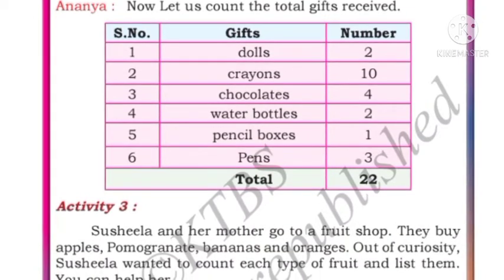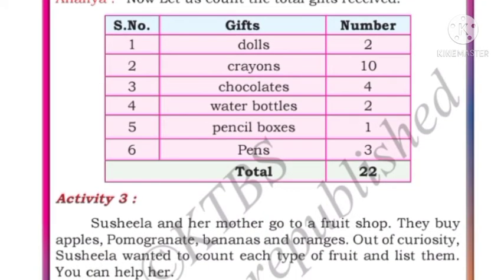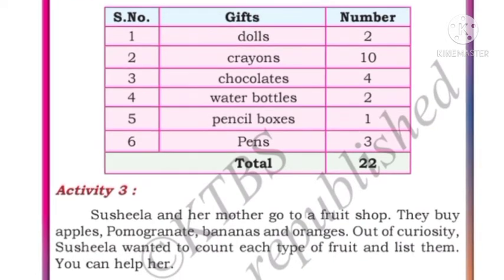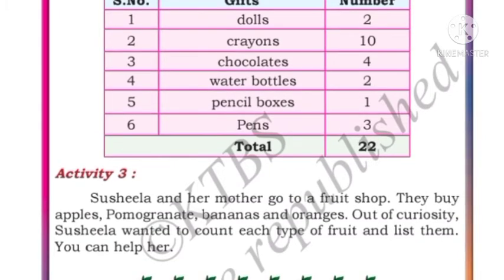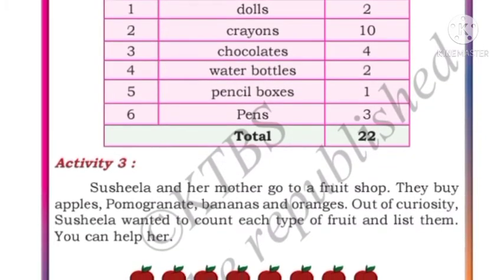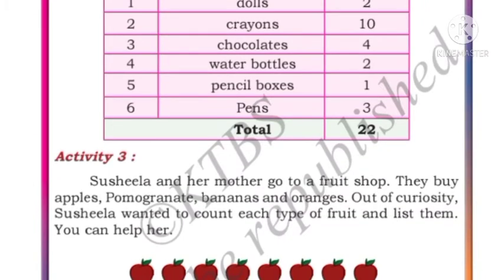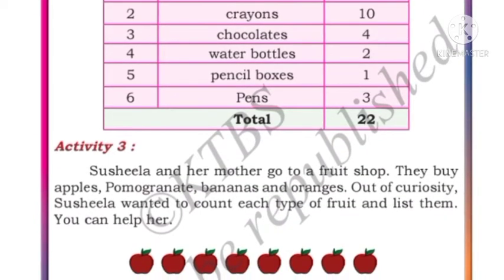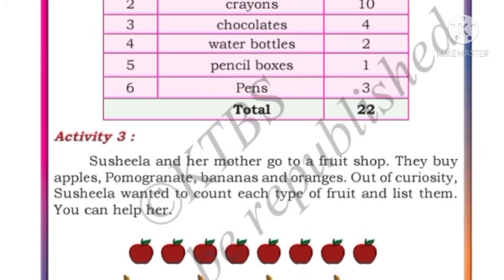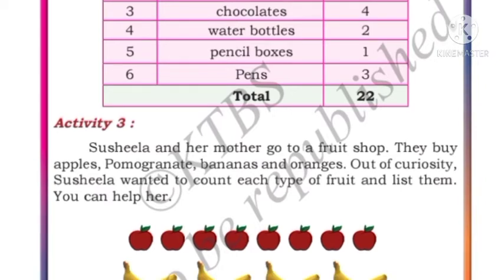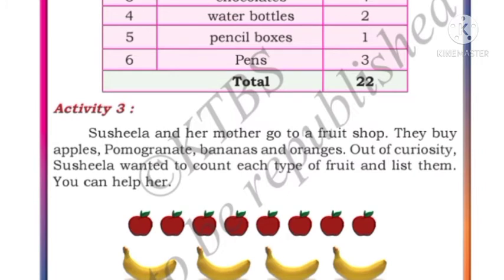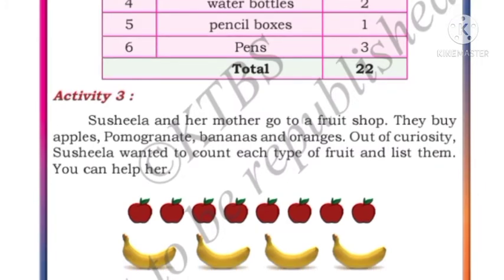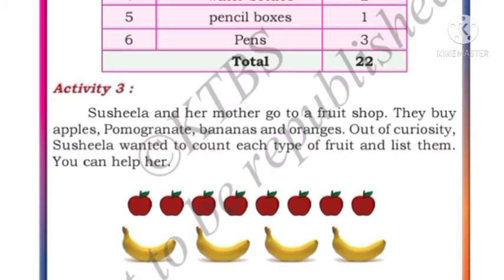Dolls, how many dolls? First they counted the dolls. 2 dolls are there. Next they count the crayons. How many crayons are there? 10 crayons are there. Next they count the chocolates. How many chocolates are there? 4 chocolates are there. Then they count the water bottles. How many water bottles are there? 2 water bottles are there. Pencil boxes they counted. How many pencil boxes are there? 1 pencil box is there. And then pens they counted. How many pens are there? 3 pens are there. So total number, if we count, how many total number is there? There are 22 gifts which Ananya received.